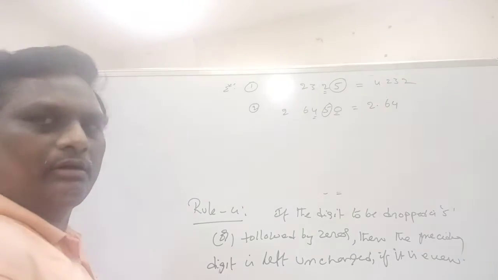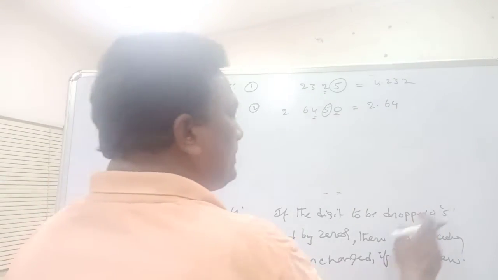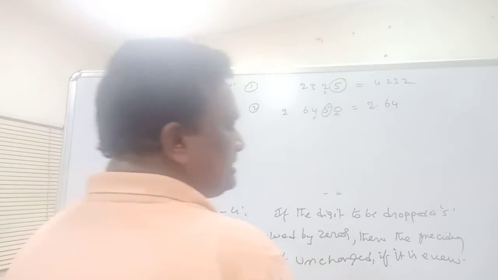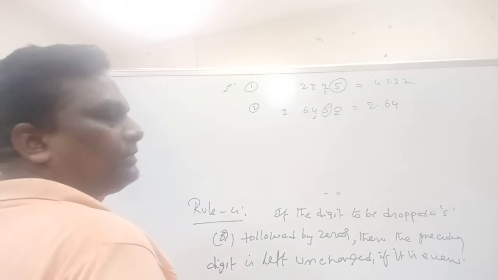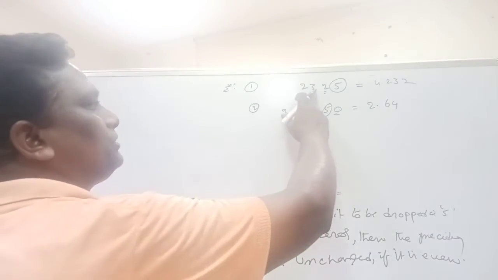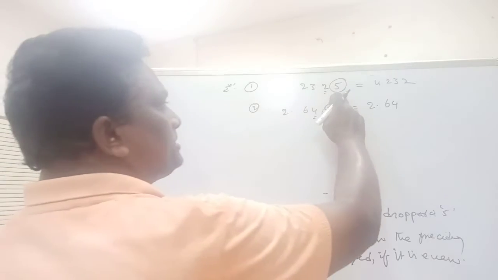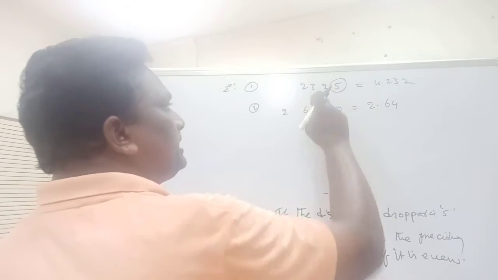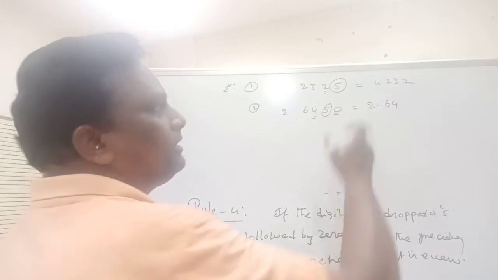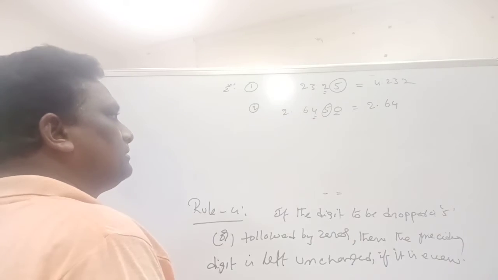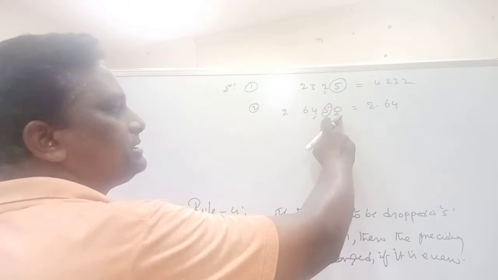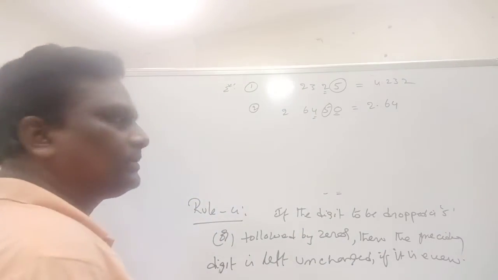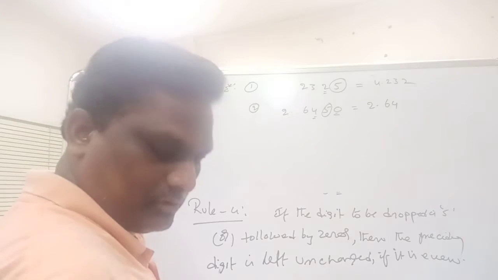So what is the rule number 4? Repeat. If the digit to be dropped is 5 or followed by zeros, then the preceding digit is left unchanged if it is even. See the example 4.2325. You want to drop this 5. So check this preceding digit. This preceding digit is 2. So it is even number, it is left unchanged. And here you want to drop this 5 followed by zeros, then check the preceding digit, it is even number, so it is left unchanged. So this is rule number 4.